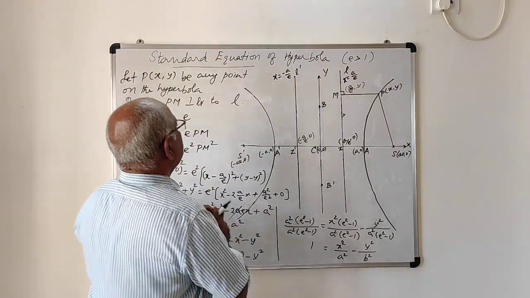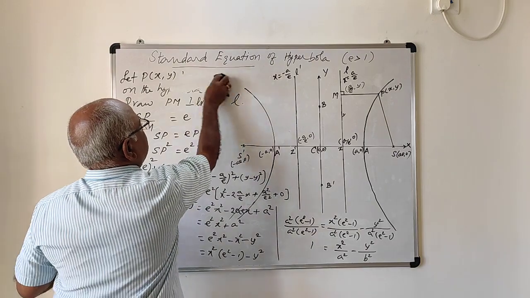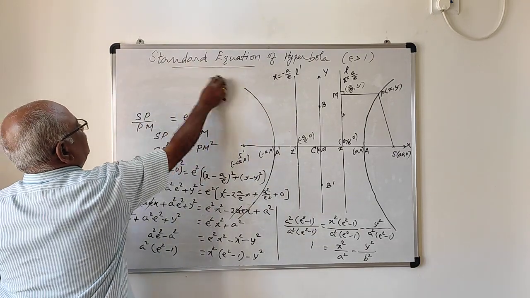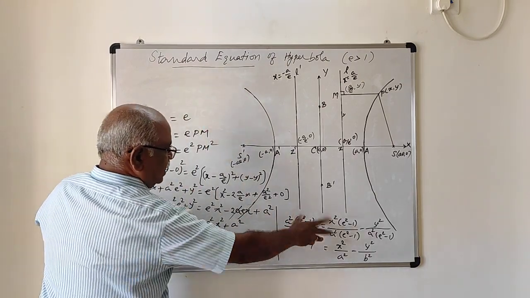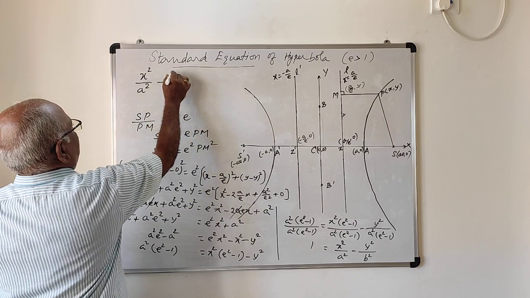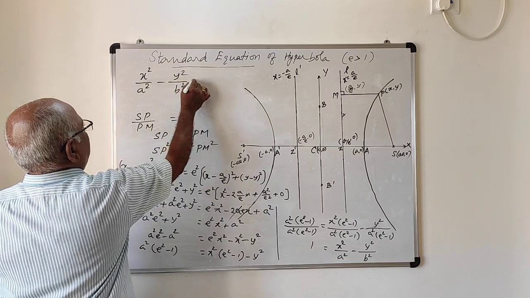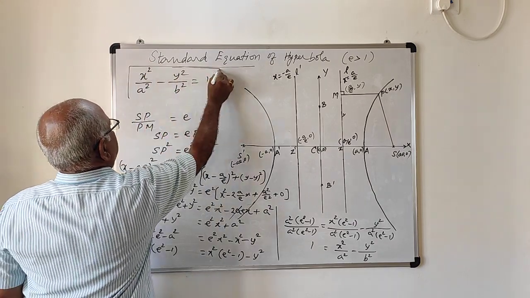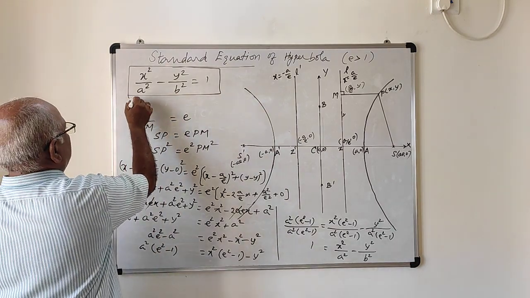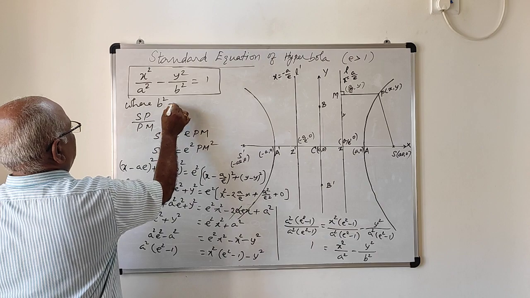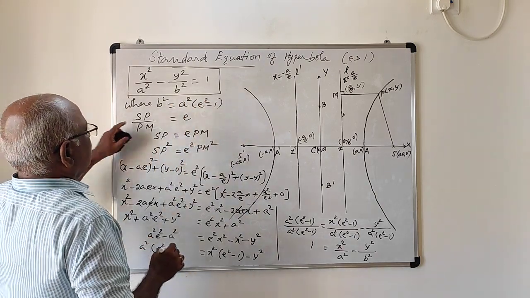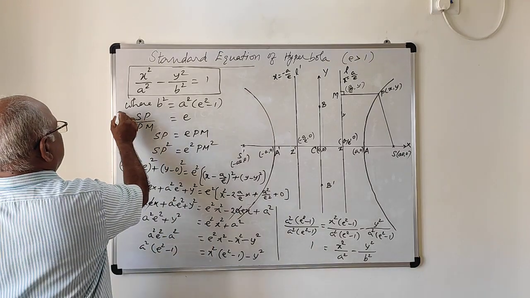That's all. This equation can be expressed as x square by a square minus y square by b square equal to 1. From this expression you interchange left and right, and you will get x square by a square minus y square by b square equal to 1. It is the standard equation of the hyperbola, where b square equal to a square into e square minus 1. That's all about the bookwork.